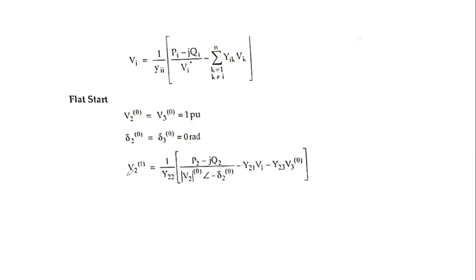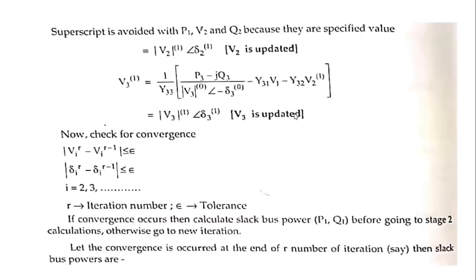And for V2, i is equal to 2. Therefore, V2 equal to 1 by Y22 into P2 minus jQ2 by V2 conjugate at an angle of delta 2, minus Y21 V1, minus Y23 V3. Here k is not equal to 2, that's why we are taking the 1 and 3 terms.